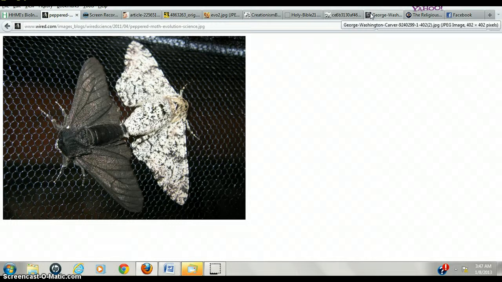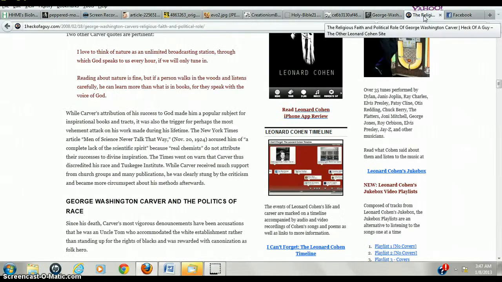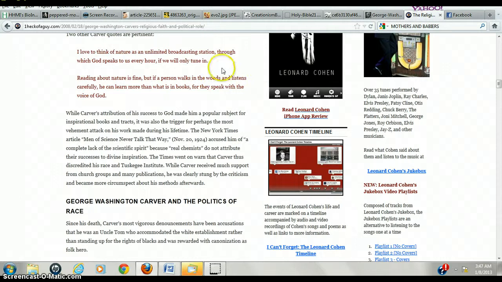So I will agree with George Washington Carver, who also had to deal with this same issue. He made a famous quote that says, "Reading about nature is fine, but if a person walks in the woods and listens carefully, he can learn more than what's in books, for they speak with the voice of God." I agree with that quote because I believe evolution does not have an answer for everything. Everything they believe is just man-made beliefs. I believe more in faith with my religious belief in God.